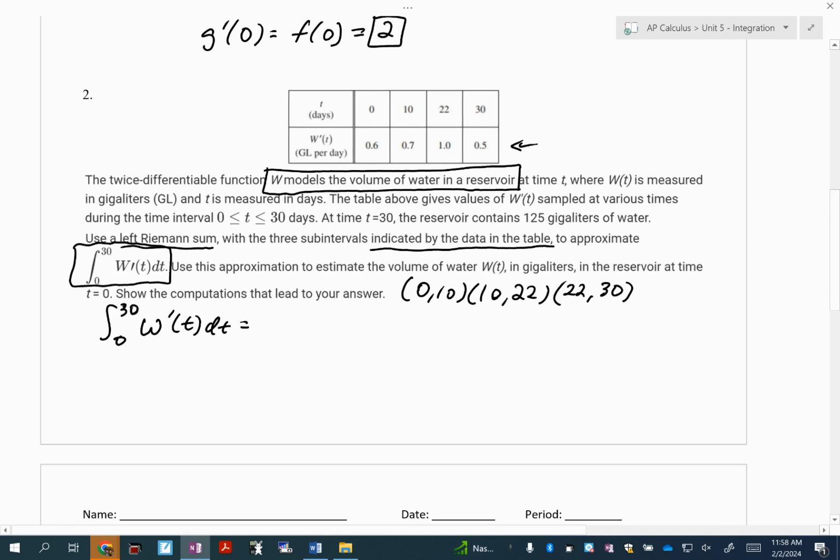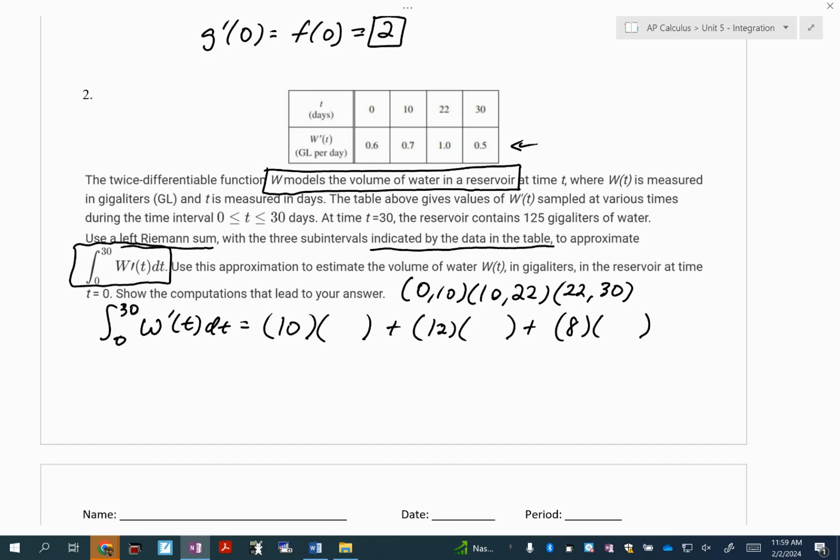So what I'm going to first write down is all of my distances here. 0 to 10 is 10 times something, plus 10 to 22 is 12 times some value, plus 8 times some value. If you're wondering how I got those, I just took the lengths of those intervals.